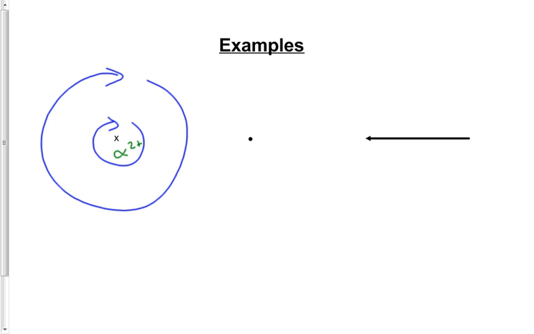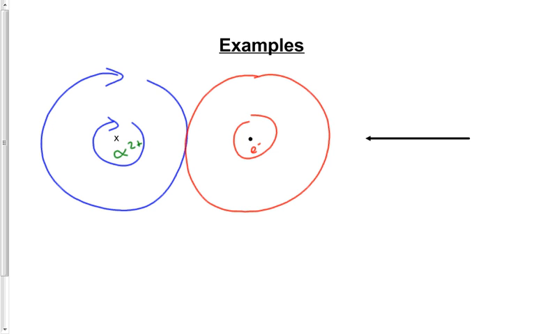Let's make this one an electron. We know it's going to be circles again. Which hand?